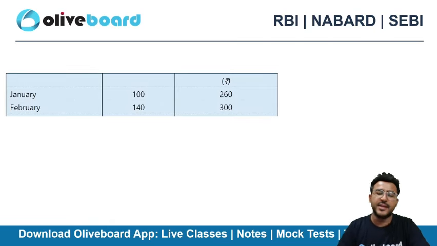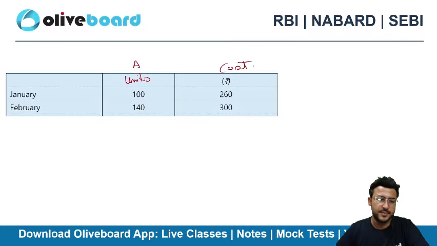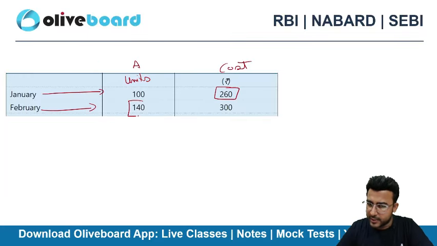Now we have one interesting example. Say for example, this is column A, units, and this is my cost. So in January, I produced 100 units. The cost was 260. In February, I produced 140 units. The cost was 300. Right?